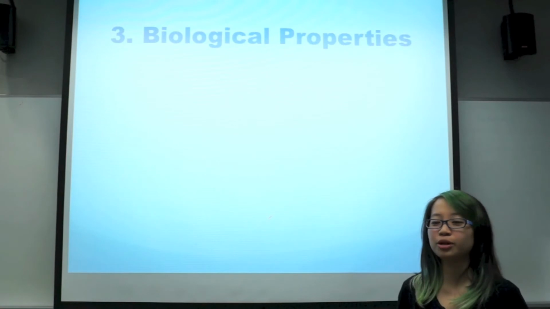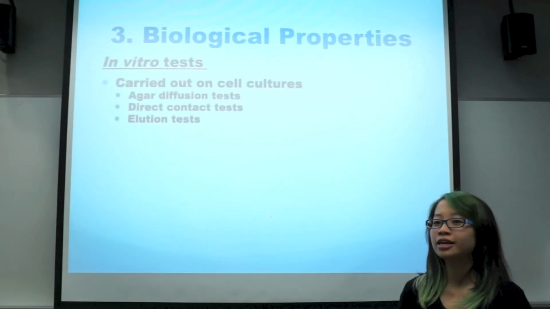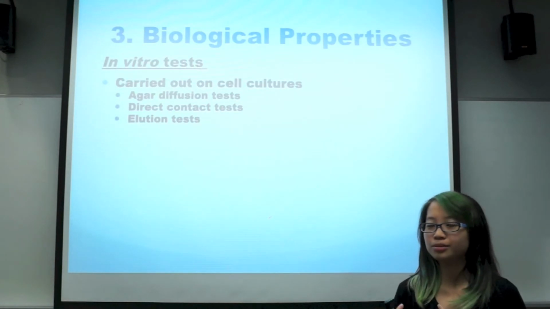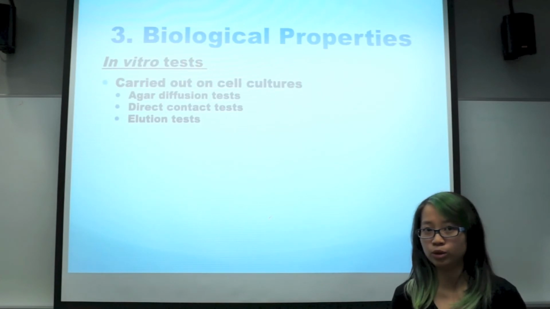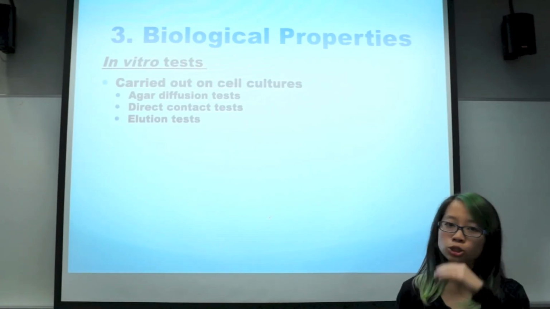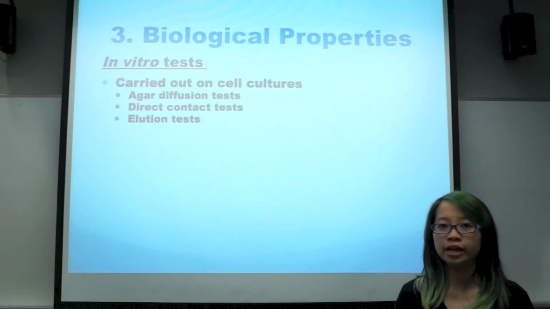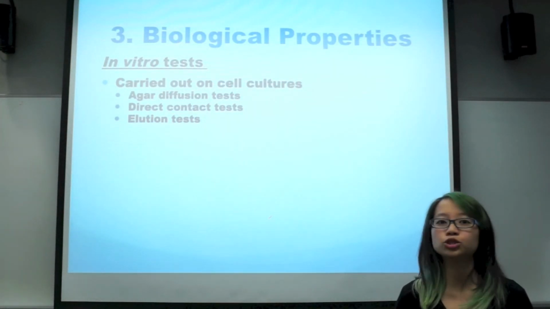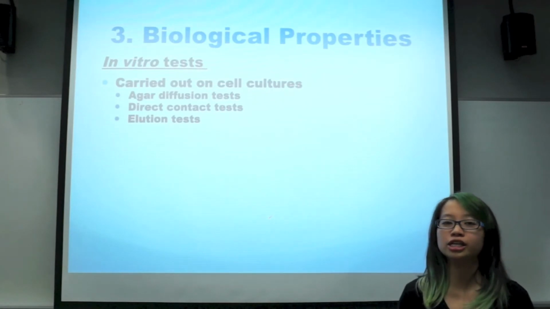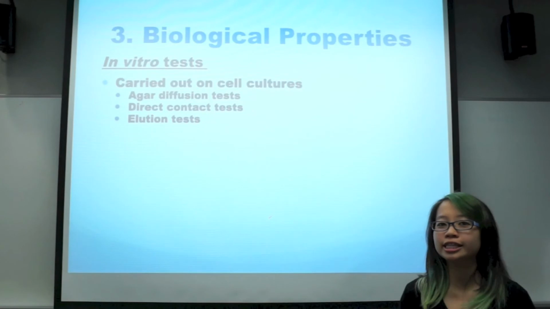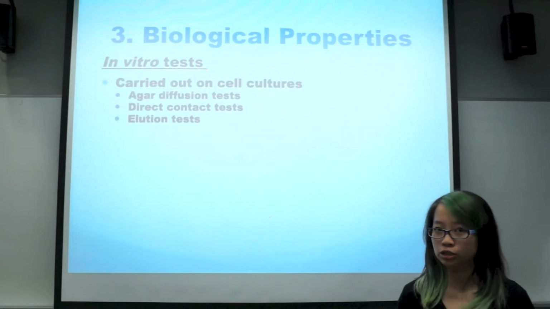Okay, so now we move on to the biological properties of the materials. It's important to take note of the fact that these materials may actually react with the body because the things that they are made with are very reactive substances. So it's important to establish that they do not react to the body. There are in vitro and in vivo tests. The in vitro test, as the name suggests, is carried out on cell cultures, in this case, human fibroblast cell cultures. There's the agar diffusion, direct contact, and elution tests.